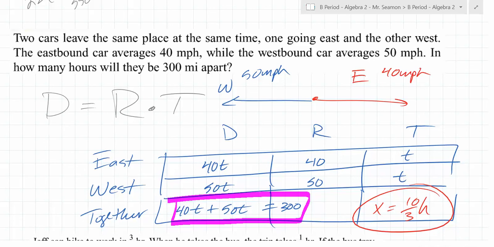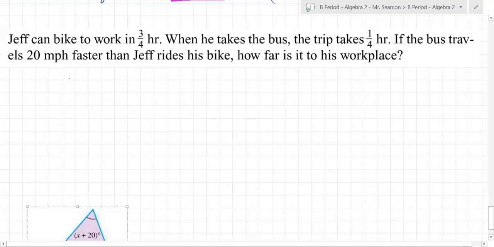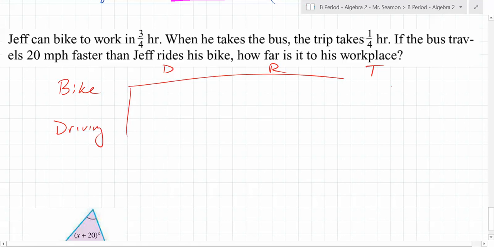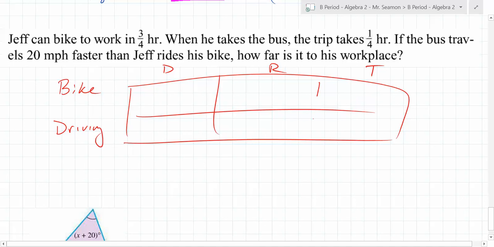That's a joke. Funny. How's the chart getting set up? I don't know. There's biking and there's driving, right? Yep. And there's distance, rate, and time. What can we fill in?